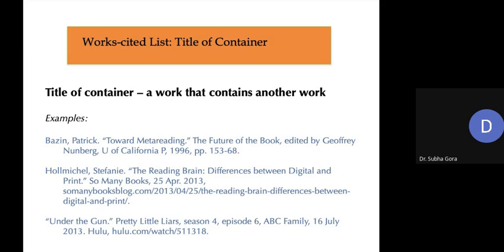Is that clear? So in such a situation where you are picking one particular work from the entirety, the title of the container is usually italicized, and then it is followed by a comma, and then the information that follows next describes the container. Look at the first example. Towards Meta Reading is the title of the essay. Then The Future of the Book is the title of the edited collection in which the essay has appeared. Now here, as I told, the container can be anything. It can be a website or a journal which contains multiple articles, or a website which contains multiple postings. It can also be a series consisting of many episodes.